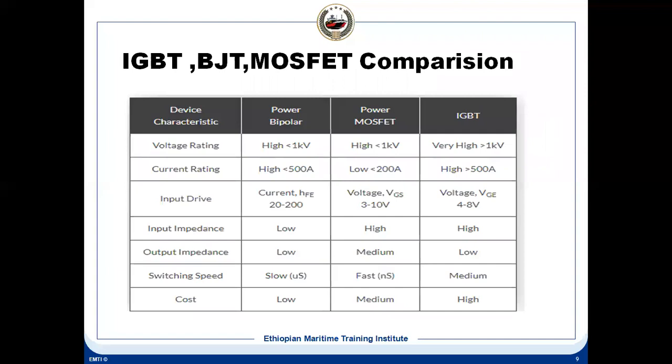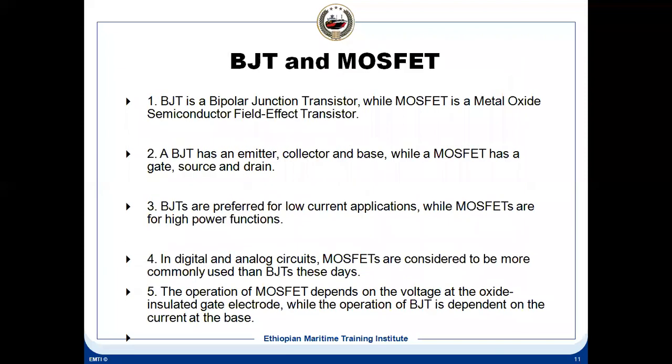Let's proceed a little more. This is the comparison. If you compare an IGBT with a bipolar transistor and a MOSFET, you can see the IGBT has a higher rated current and higher rated voltage. That is the advantage of using an IGBT. Now, where do we use this IGBT?